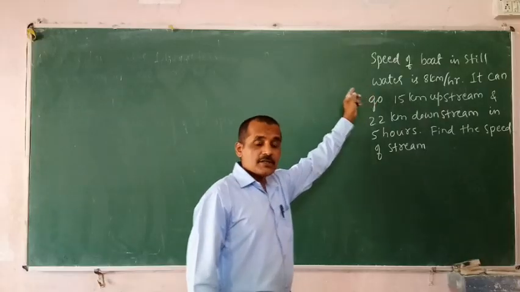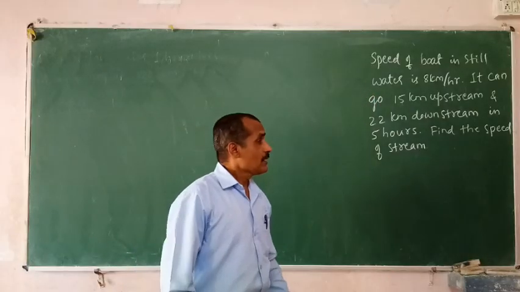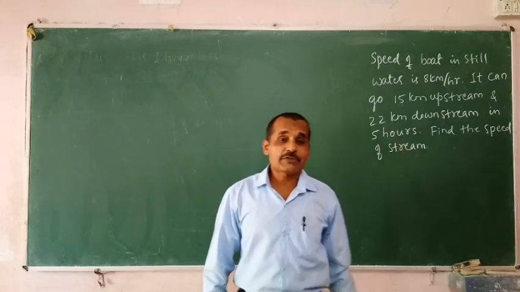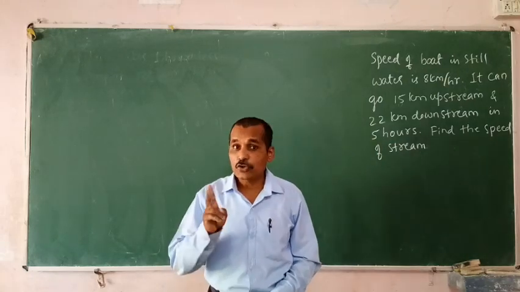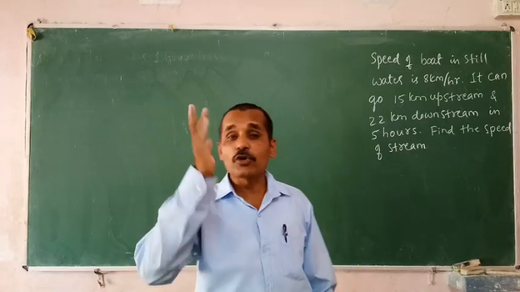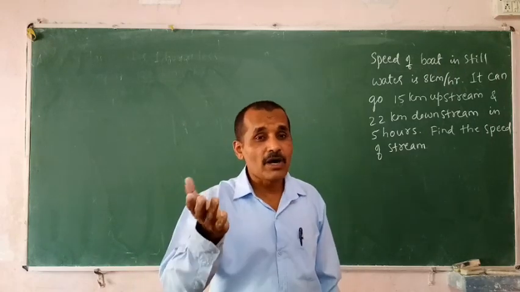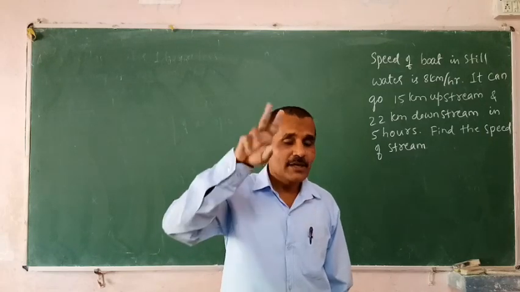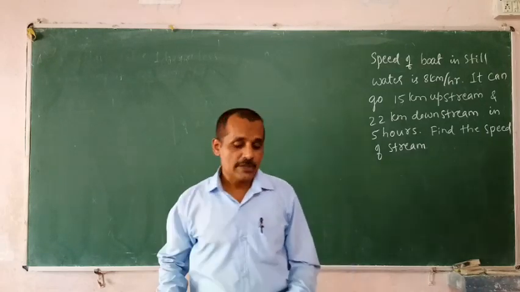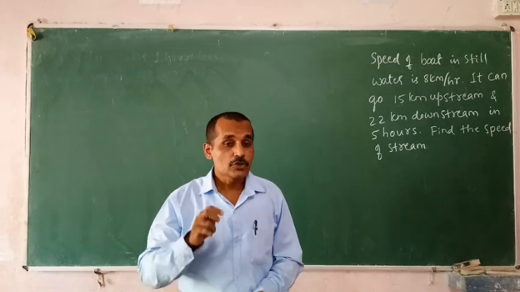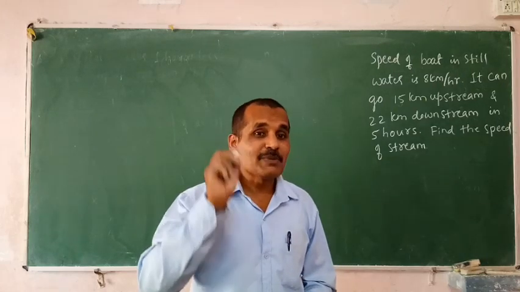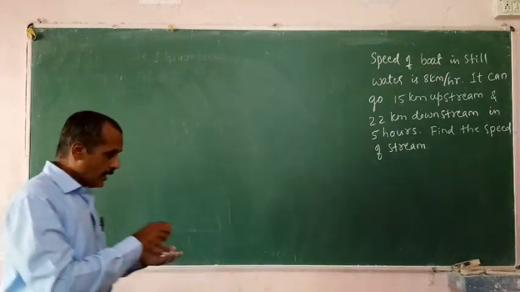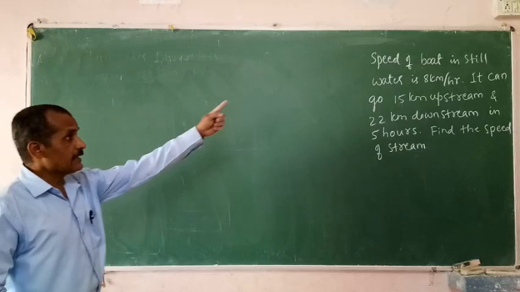This is another problem. We have solved such problems of downstream and upstream in the linear equations in two variables. There we solved the problem with two variables, the speed of the boat x and speed of the stream y, then downstream x plus y, upstream x minus y. Those who have not seen that video, you can go and see linear equations in two variables, the problems on speed, distance and time. Now let us go for this problem.